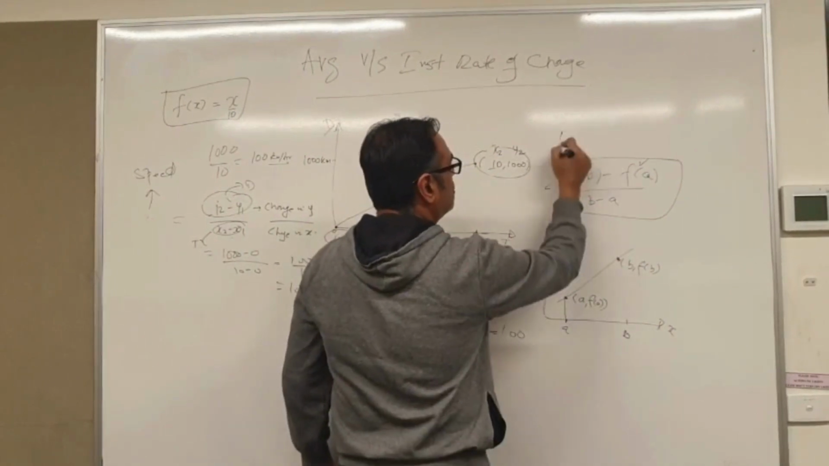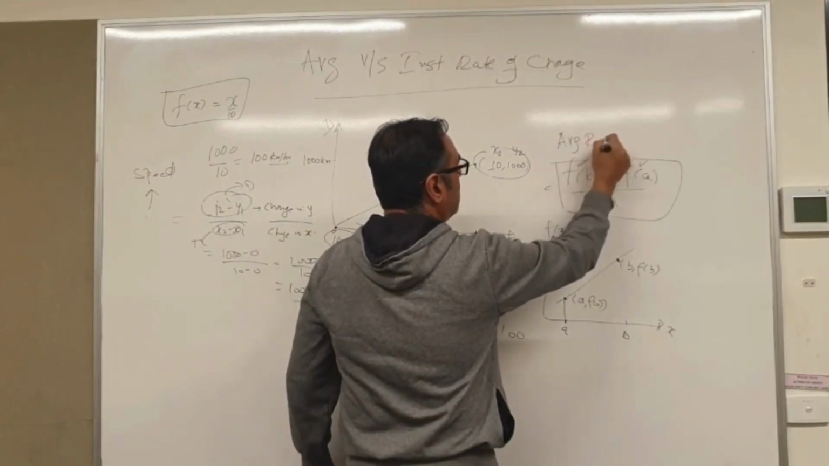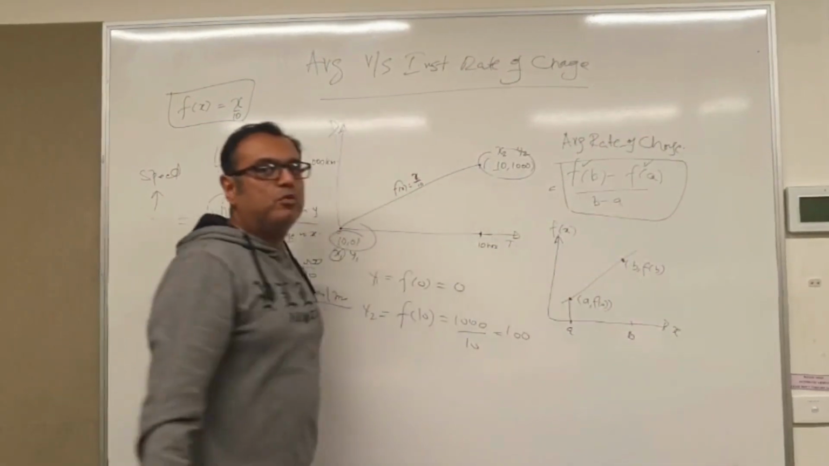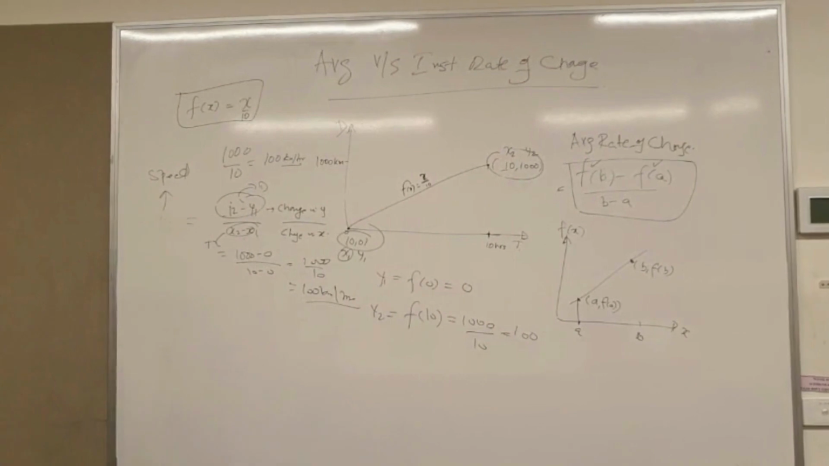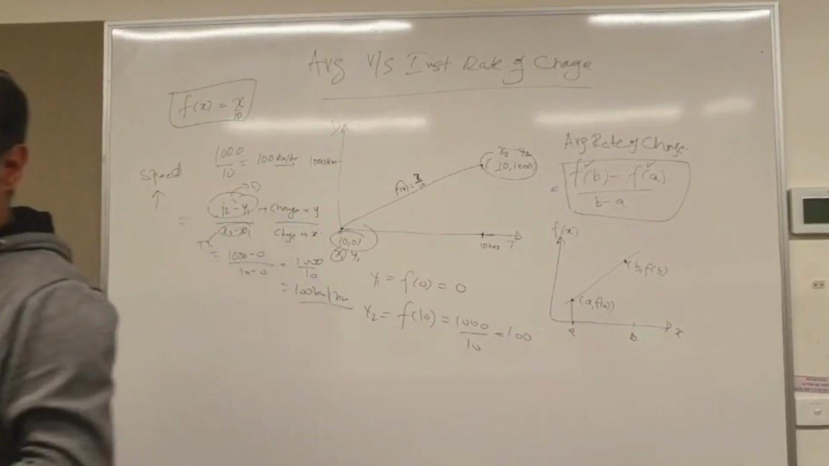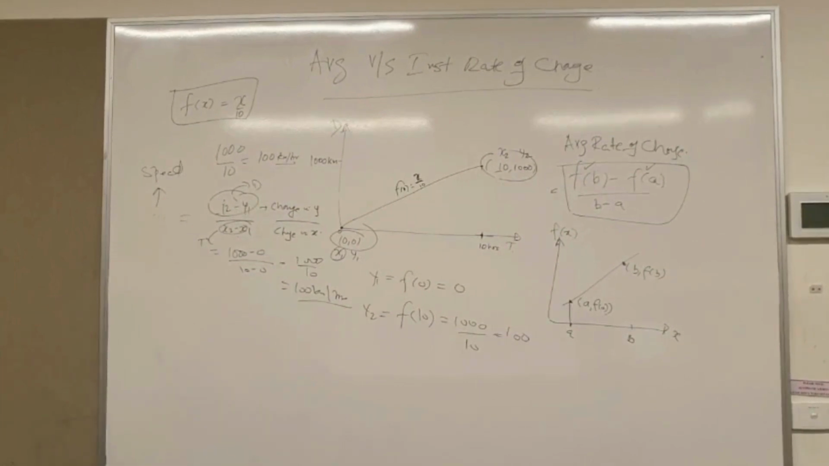Does that make sense? So y2 minus y1, f of b minus f of a, over x2 minus x1, b minus a. So that's called the average rate of change. So whenever in the question you'll be asked for average rate of change, you will be given 2 points and the function itself. So far with me?